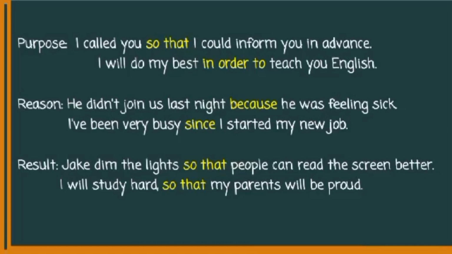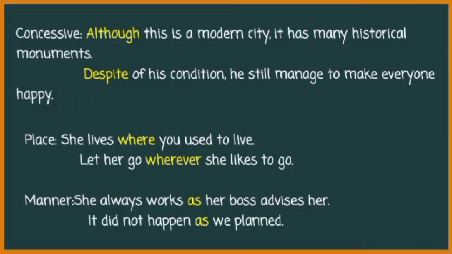Next is the result. When you want to indicate the result of an action or situation, you can use a result clause. Result clauses are introduced by conjunctions such as so and so that. For example, Jake dimmed the lights so that people can read the screen better. I will study hard so that my parents will be proud of me.